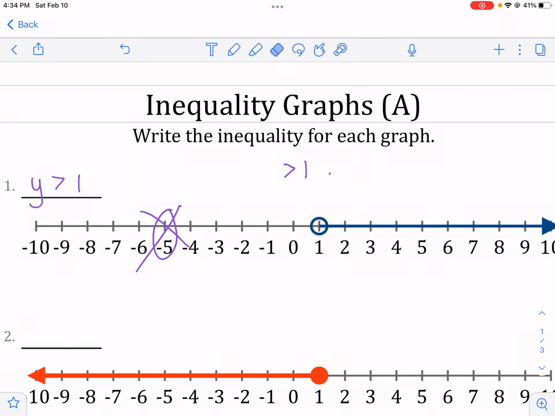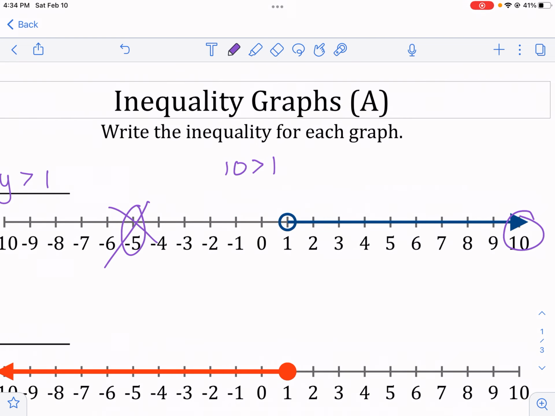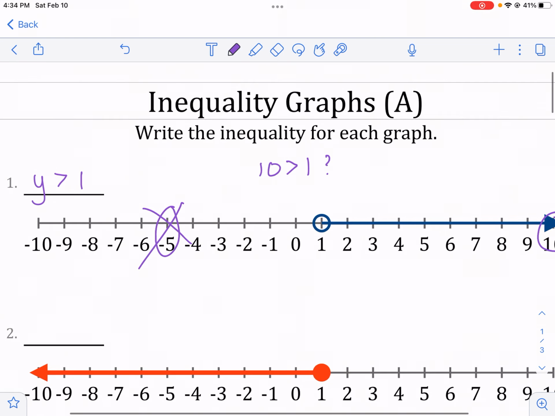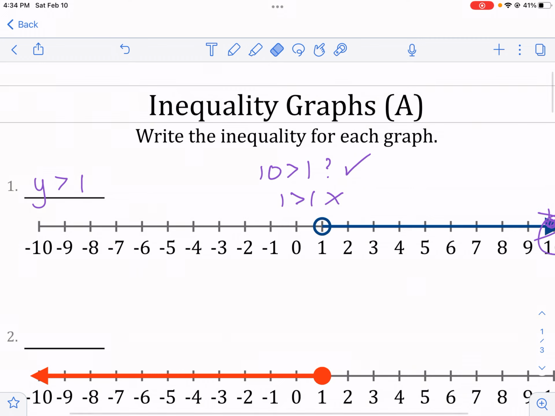Conversely, I could test a point over here to the right. Let's check, 10. Is 10 bigger than 1? Question mark. It is. 10 is bigger than 1. So I know this value, 10, and all the values to the right of 1 are going to be solutions. Keep in mind that 1 is not bigger than 1. That's why it's an open circle, just wanted to remind you. And that's it. That's all there is to writing these inequalities, okay?